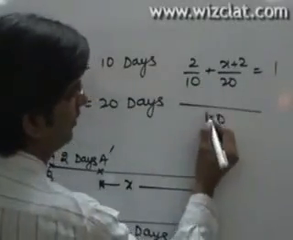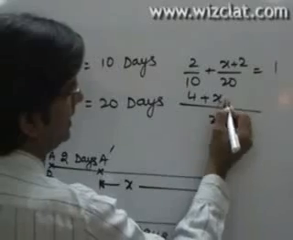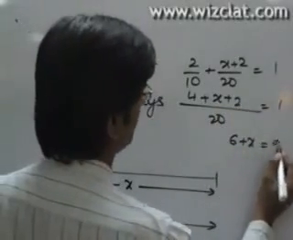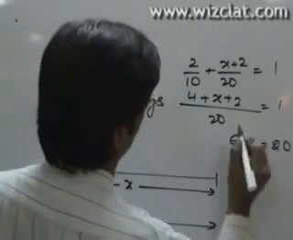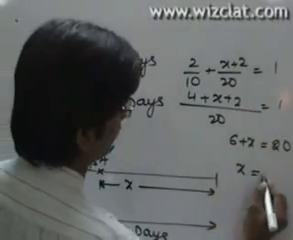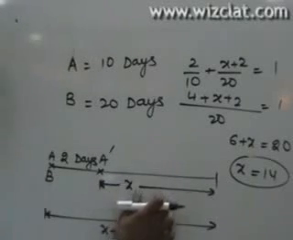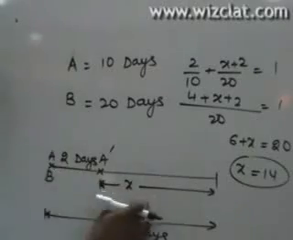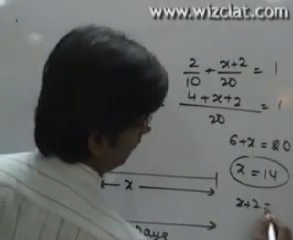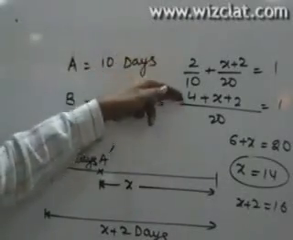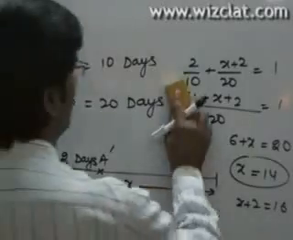On solving this equation, we will get 4 plus X plus 2 is equal to 20. So 6 plus X is equal to 20, so X is equal to 14 days. Therefore we can say the total number of days required to complete the work is 14 plus 2, 16. So one question can be done by using the fractional approach, 1 day work of A plus 1 day work of B.